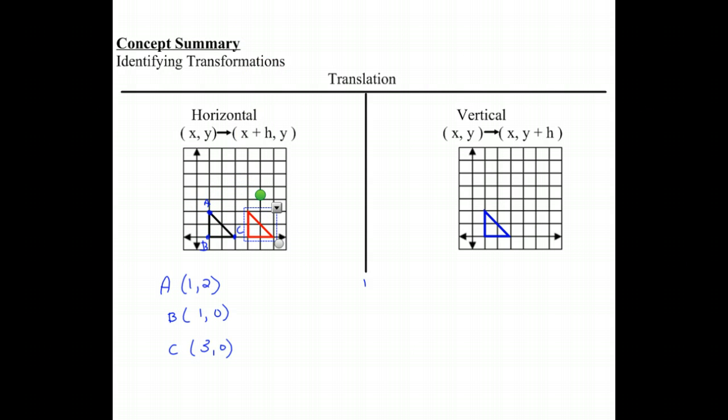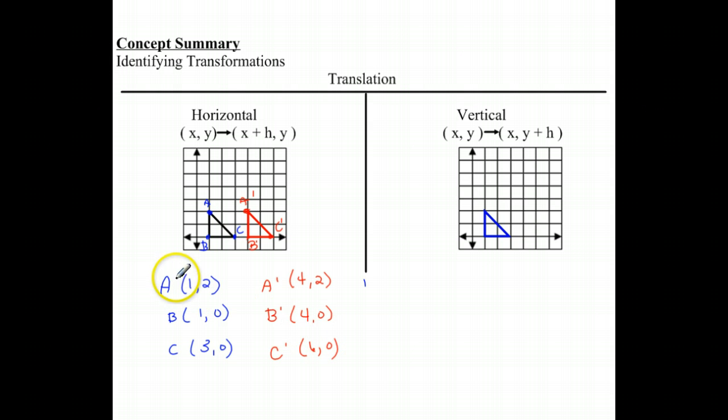So if we look at our new vertices, we're going to write them down and then we're going to compare. With my new figure, I'm not going to call this point A anymore. I'm going to call that A prime, and that's going to be the point 4, 2. B prime is found at 4, 0. And C prime is going to be at 6, 0.